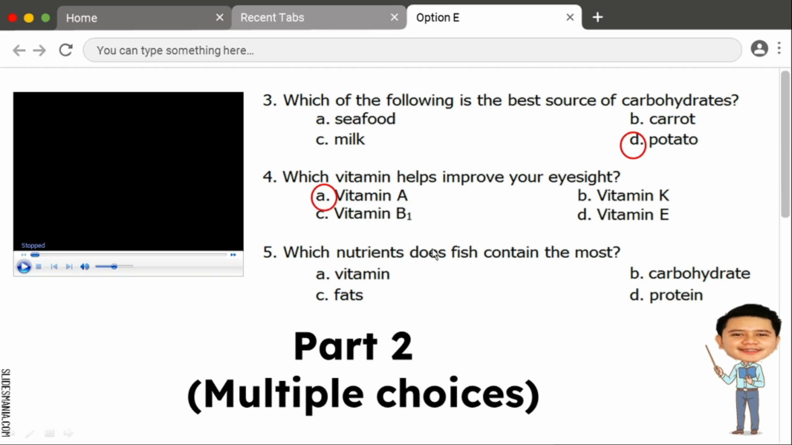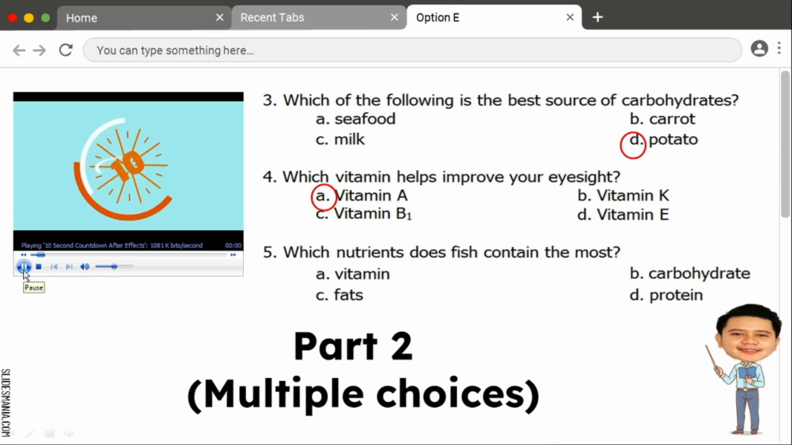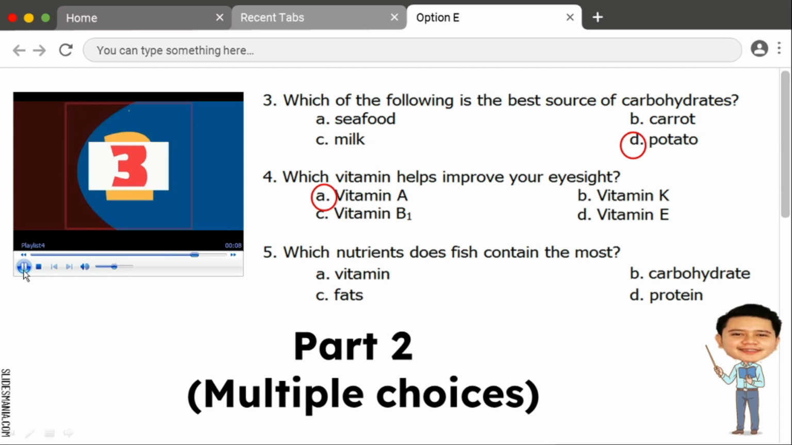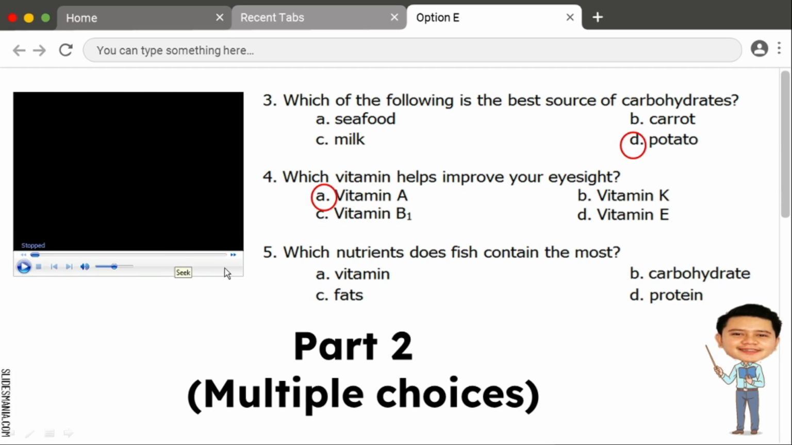Next, number 5. Which nutrient does fish contain the most? A, vitamin, B, carbohydrate, C, fats, or D, protein? 10 seconds starts now. Alright, the correct answer is letter D, protein.